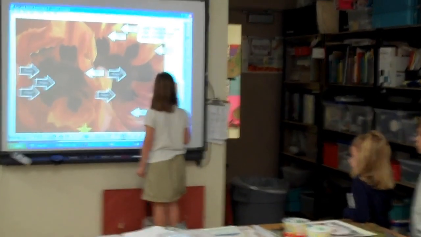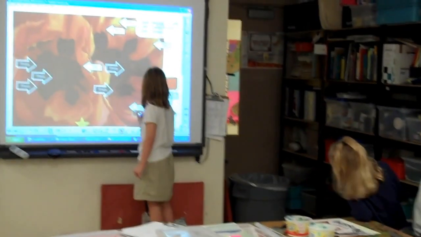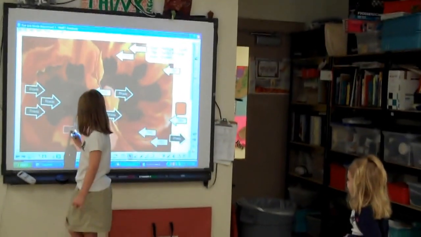Remember, a tint is a color that's lighter than the color we're looking at, and a shade is one that's darker.